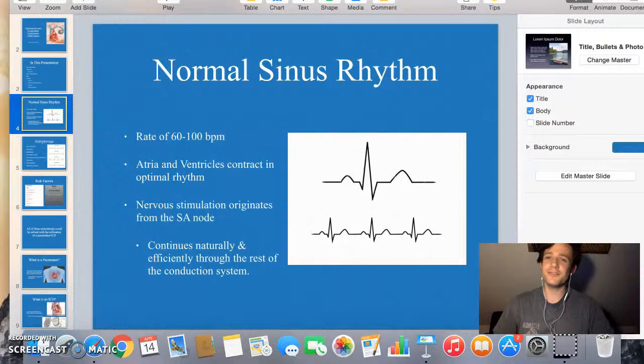So first, before we define what's abnormal, we need to define what is normal. So this is normal sinus rhythm. It's defined by having a heart rate of 60 beats per minute to 100 beats per minute. The atria and the ventricles are contracting optimally, and they're contracting in rhythm. And the nervous stimulation for this rhythm originates in the sinoatrial node and travels through the rest of the conduction pathway without any interference or blockages.